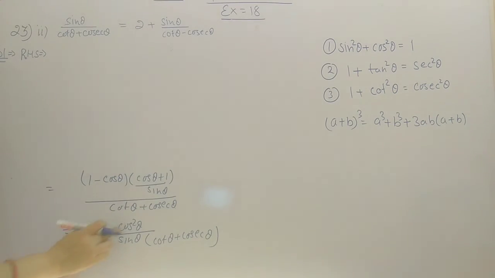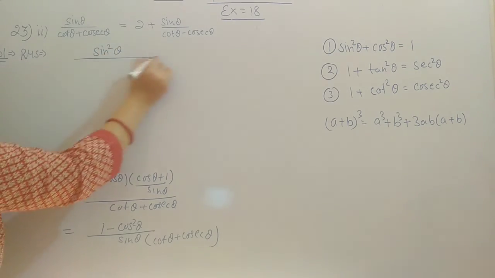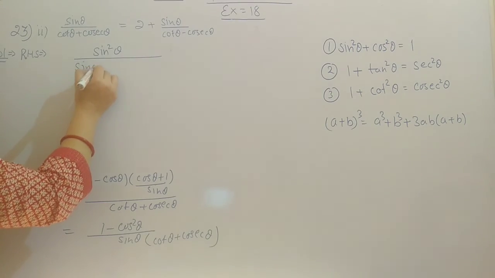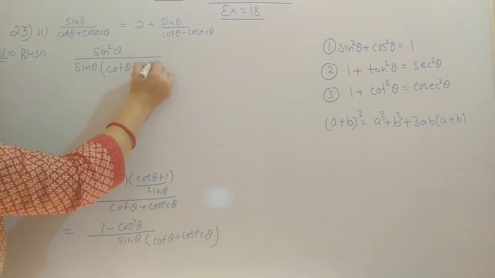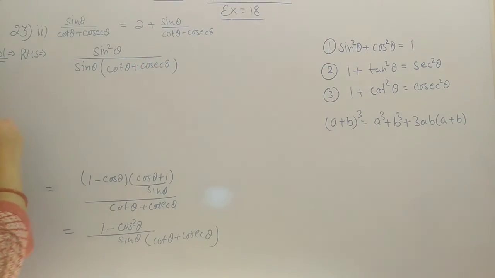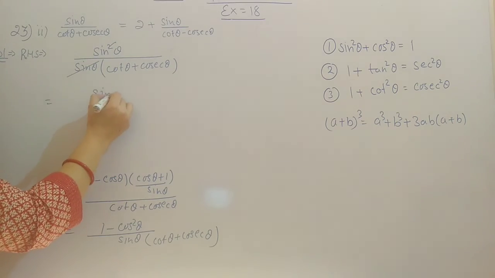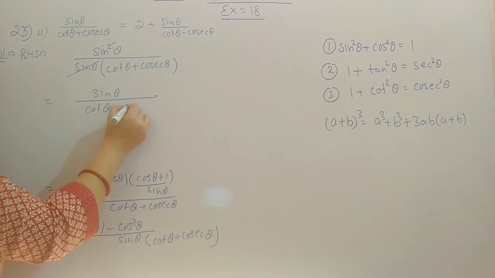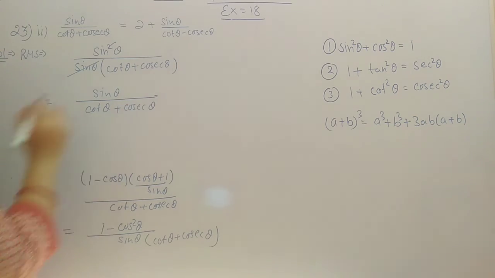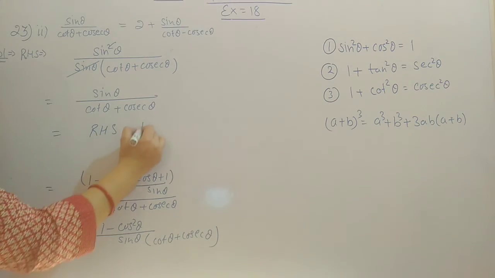Next, 1 minus cos square theta, with the help of the first identity we can write as sin square theta. Sin square theta by sin theta, in the bracket we have cot theta plus cosec theta. You can see here one sin will cancel out, and we will have sin theta by cot theta plus cosec theta, which is equal to the right side, hence proved.